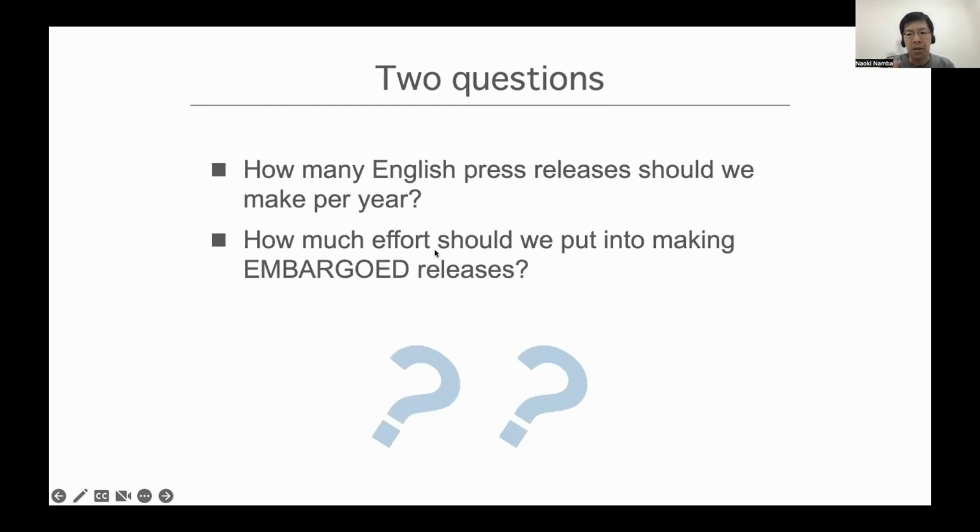So when I started measuring our press releases, I had two specific questions. One is how many English press releases should we make per year? And the second is how much effort should we put into making embargoed releases? For Japanese institutions like us, it's not easy to make English press releases. It's time consuming and it takes a lot of effort. So I want to know the answer to those questions.